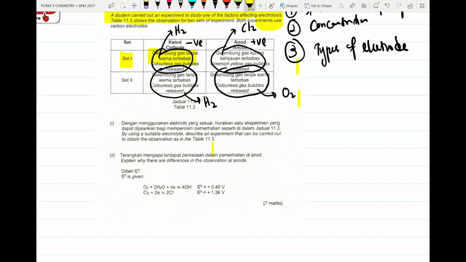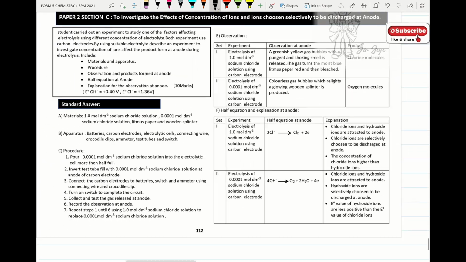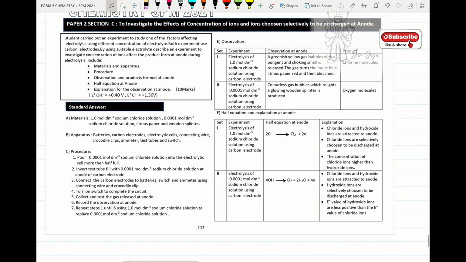All right, so we try to check the equation question. By using a suitable electrolyte, describe an experiment. They want us to describe an experiment to be carried out and to obtain the observation, and explain why there are differences in the observation. The E naught value is given and the equation is also given. I did a similar question that is contained in the module. All right, check this question. This question is similar to the one we just read.